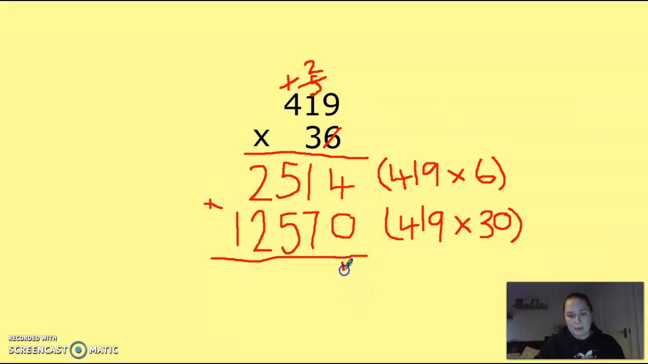4 add 0 is 4. 1 add 7 is 8. 5 add 5 is 10. 2 add 2 add 1 is 5. And then 1. 15,084. If you had a go before watching my example, then well done if you got the right answer. And if you weren't quite right, hopefully you can see now where you went wrong.